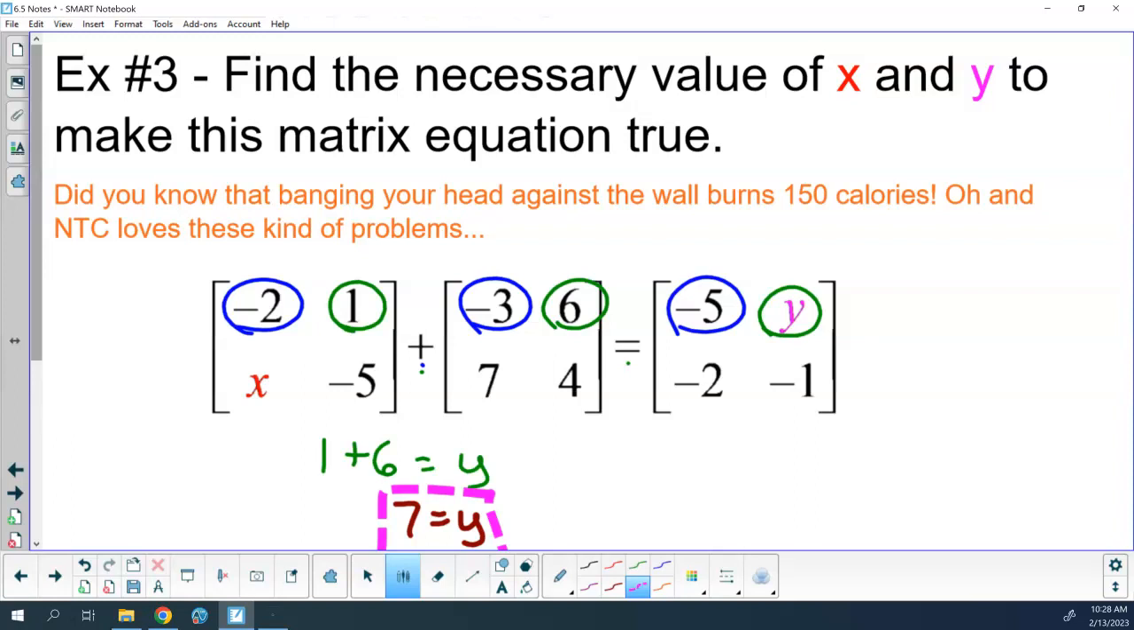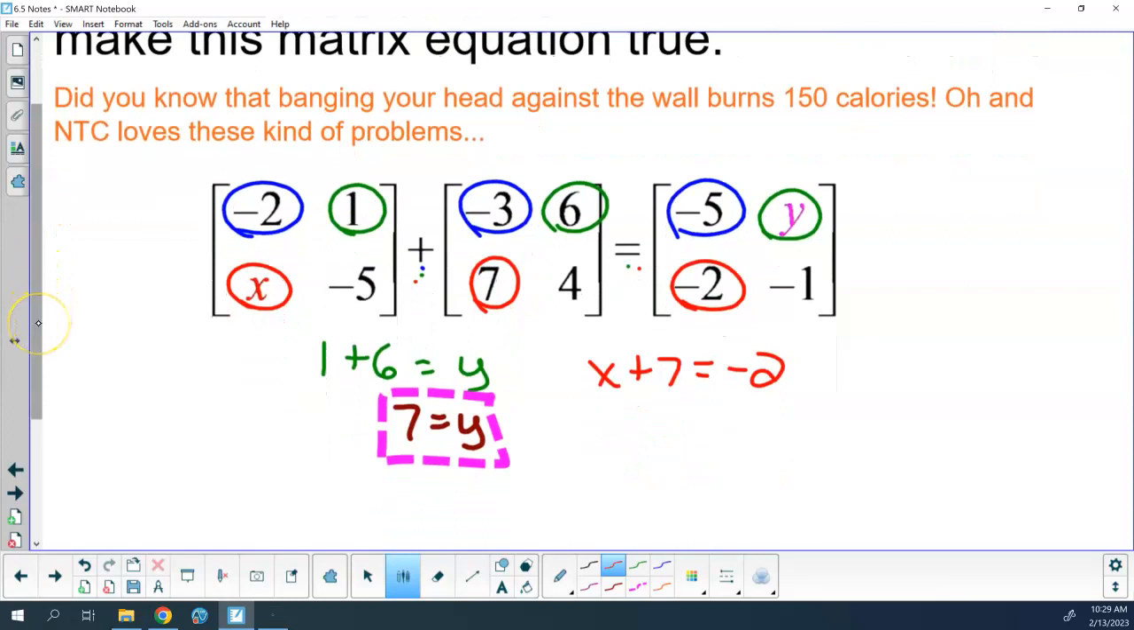Then it's saying x plus 7 is -2. So what's x? -9. Are there any other variables that we have to solve for? No. So that problem's done.